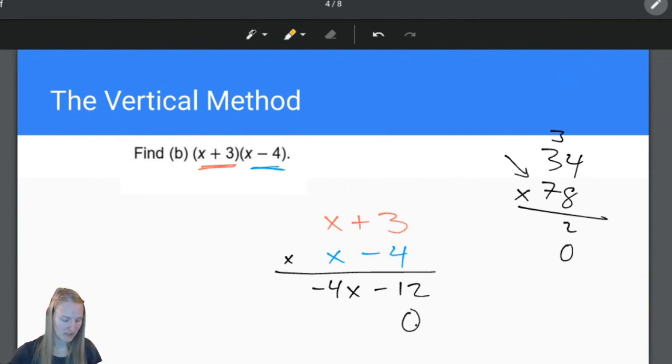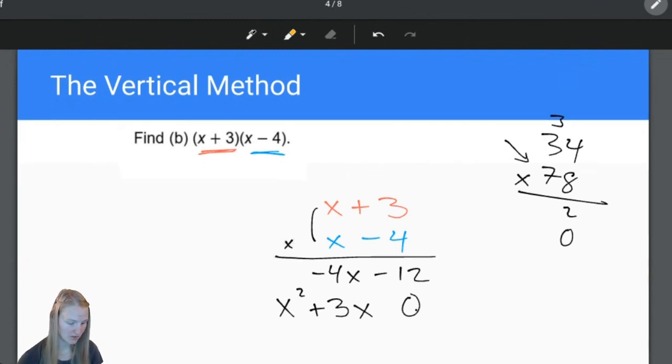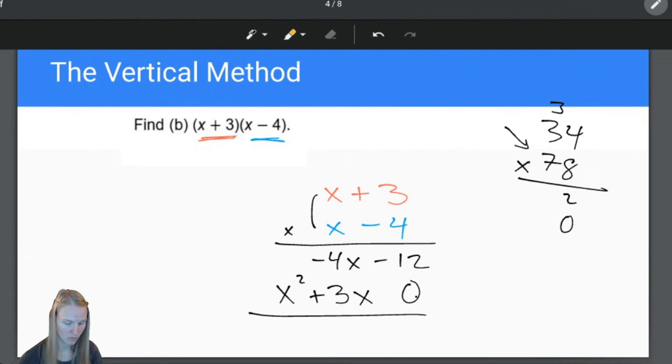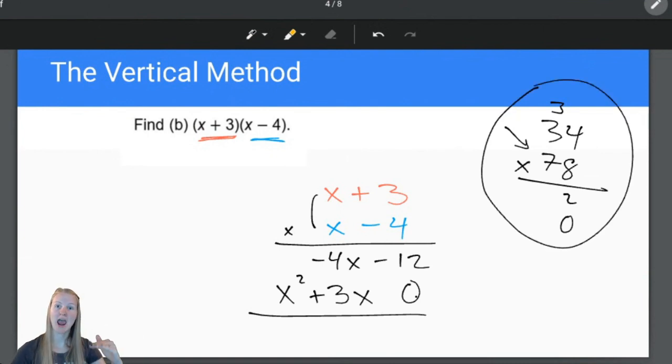But okay, so we did negative 4 times the top binomial. Now we're going to do the x times the top binomial. So I have x times 3 is 3x. And notice how it goes under here because we put a 0 over here. And now I'm doing x times x, which is x squared. And that's a positive 3x, so I'm just going to put a plus in between them. And now, this is exactly like what we did when we were multiplying like this as well. We're just going to add everything straight down.